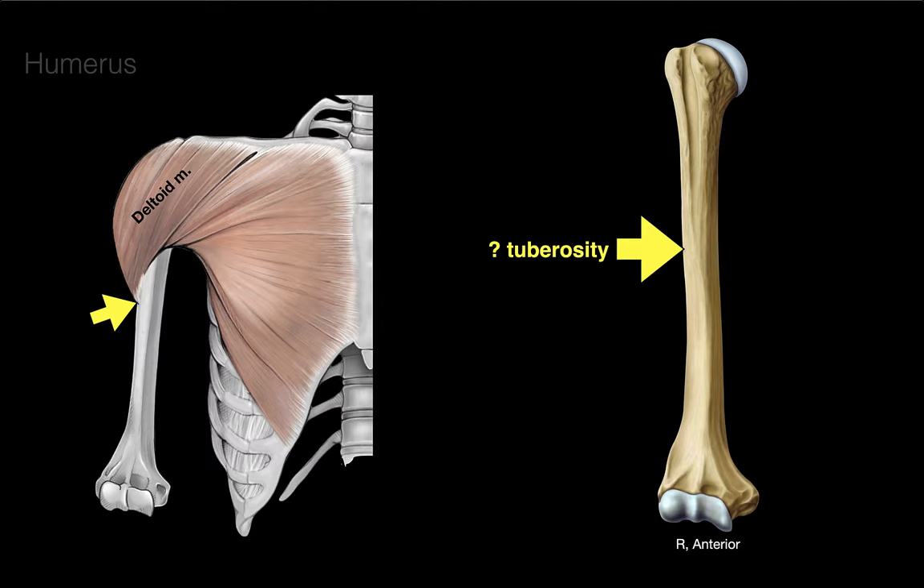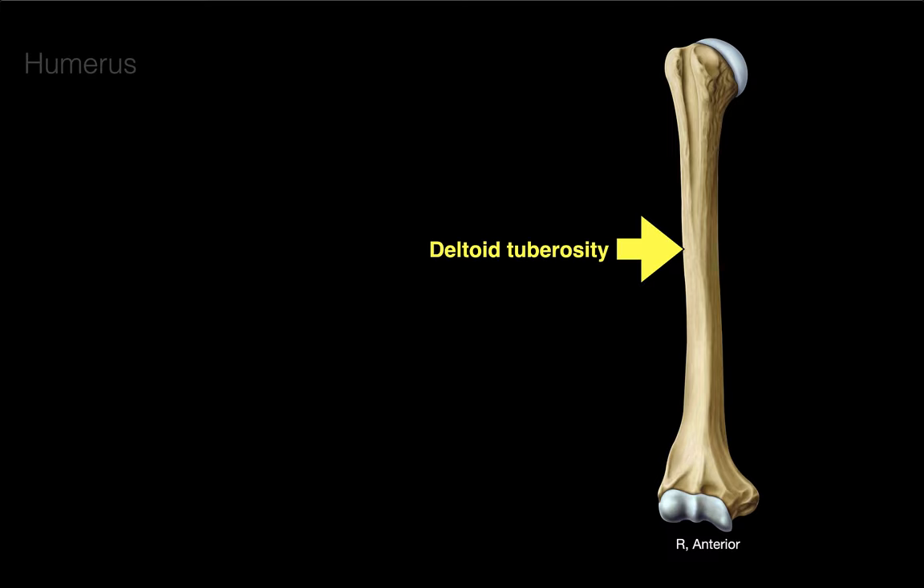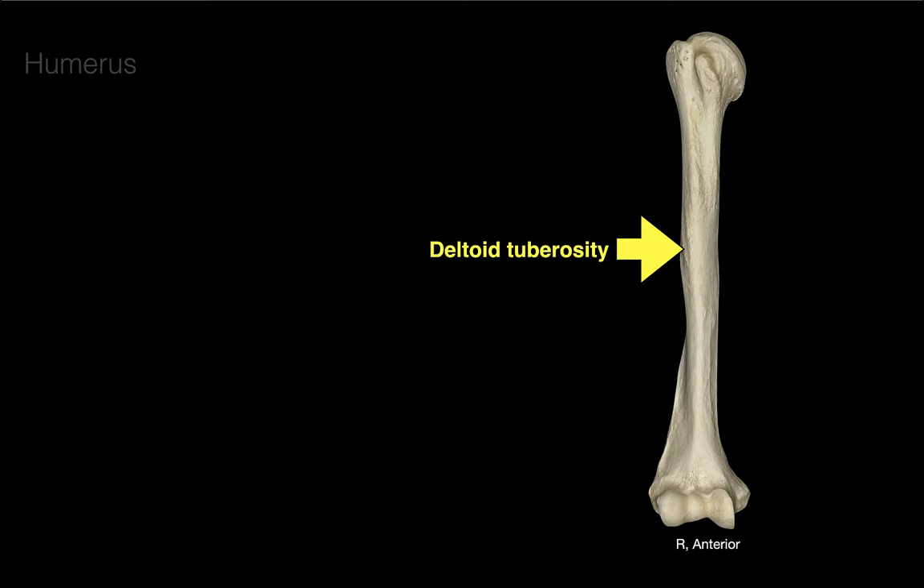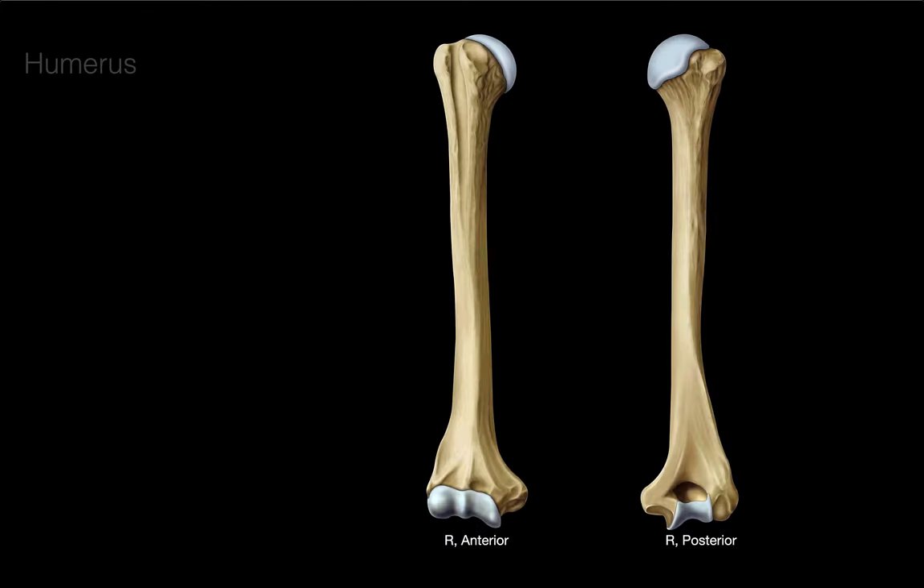And they said, well, it's a tuberosity and the deltoid muscle attaches to it, so let's call it the deltoid tuberosity. The illustration does not show it as well, so we'll show a photograph that shows it a little bit better. It's an anchor point or insertion for the deltoid muscle.